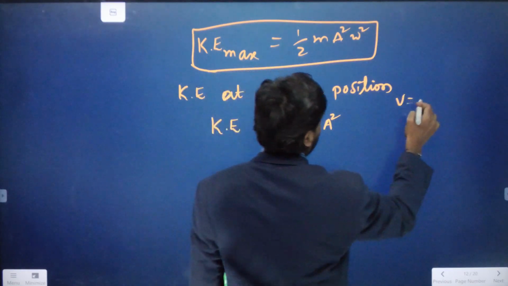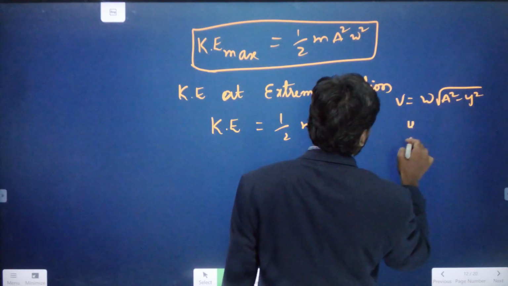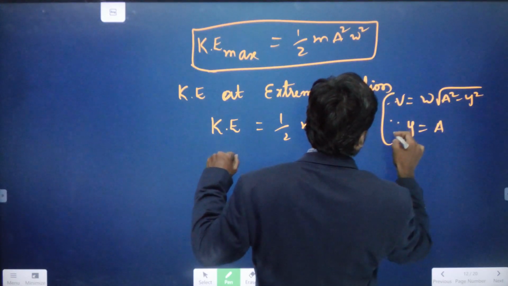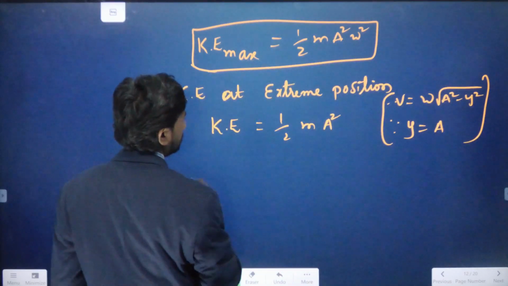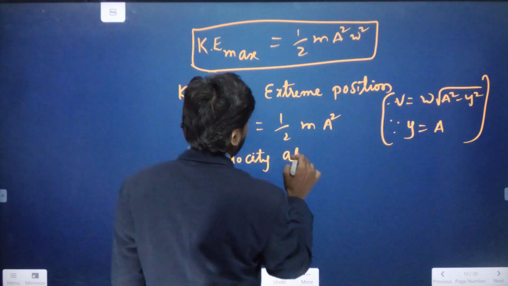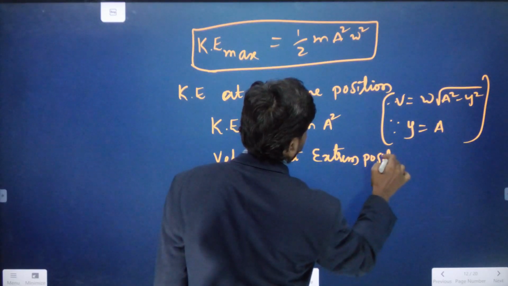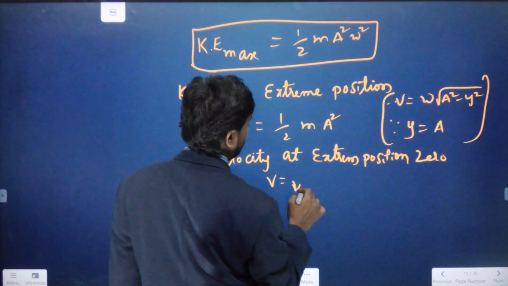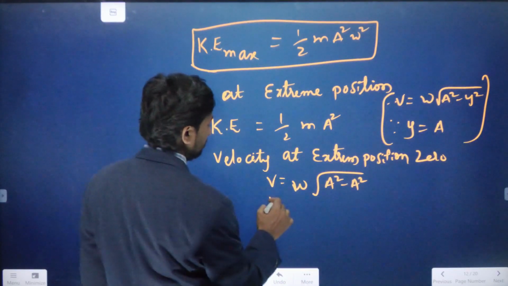What v value did we get? v is equal to omega into the square root of a square minus y square. And y is nothing but what at the extreme position? At the extreme position, y is equal to a. If you write y is equal to a in this equation, what will happen? This v will become zero. Velocity at the extreme position is 0, because y is equal to a, so omega into the square root of a square minus a square, and a square minus a square is nothing but 0. Then v is equal to 0.